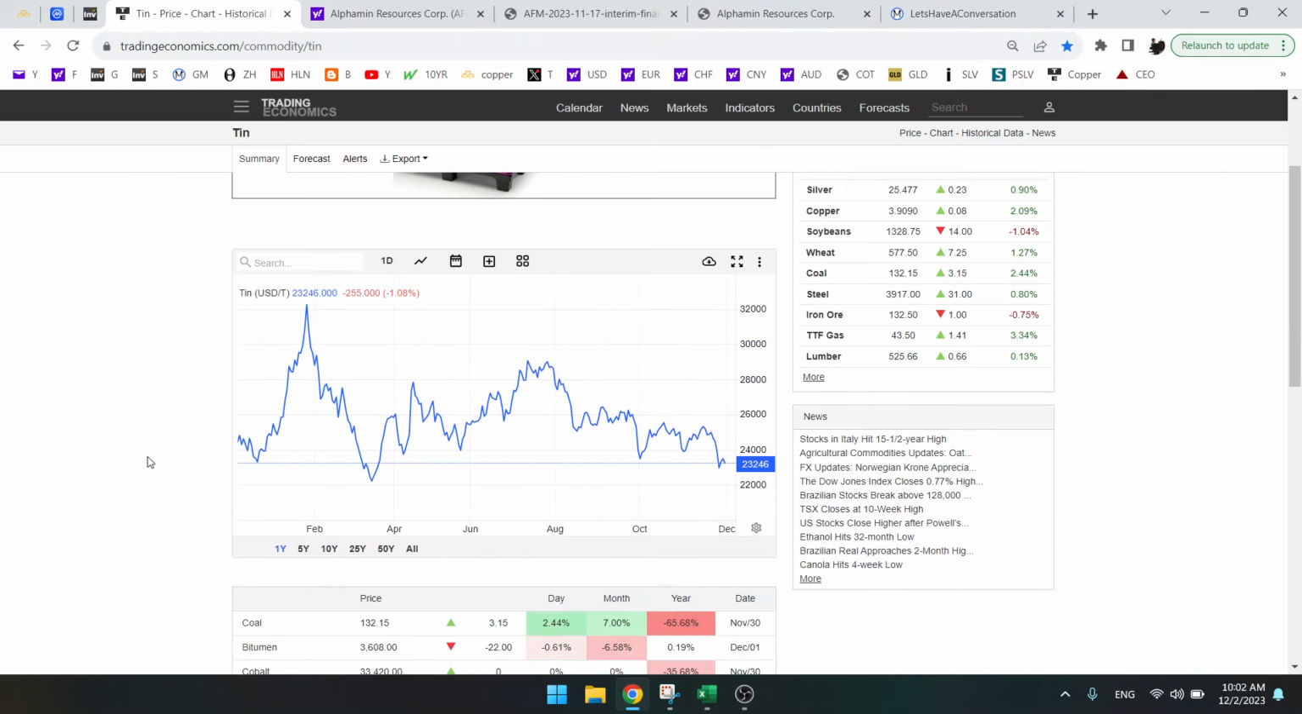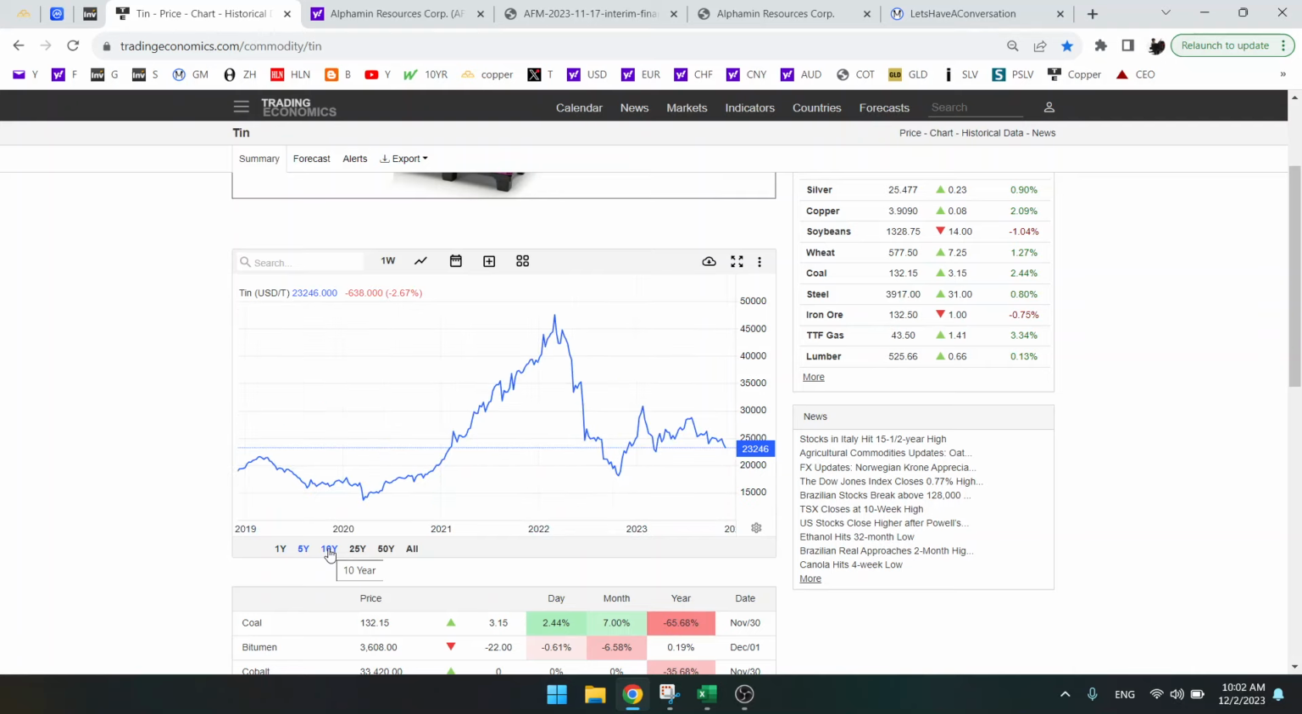And you can see that on the tin chart. Tin is going down. Michael Burry is short on semiconductors, so you can see that already from here. I don't know what's going on with the tin market, but this doesn't look good.